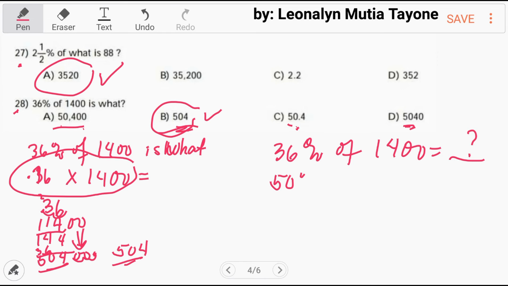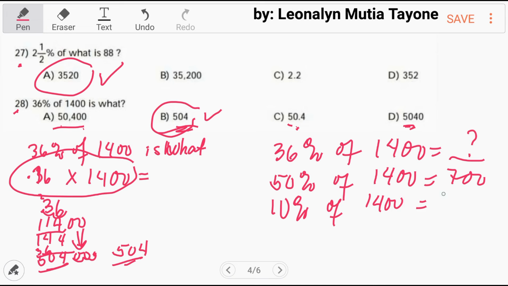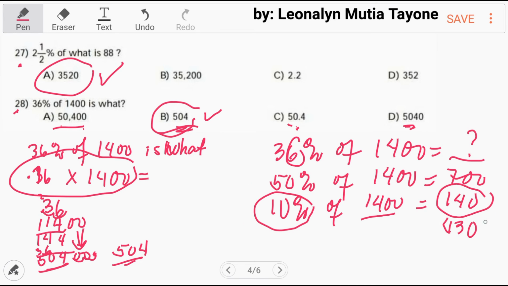Kung 50% of 1400, half niyan ay 700. Next, kung 10% of 1400, that is 140. Tatlong 10% nitong 1,400, di tatlo ding 140. Ang tatlong 140 ay 420. Tapos, 6% lang naman yan. So, mas mataas lang ng konti sa 420, which is, nasa choices ay 504 lang.